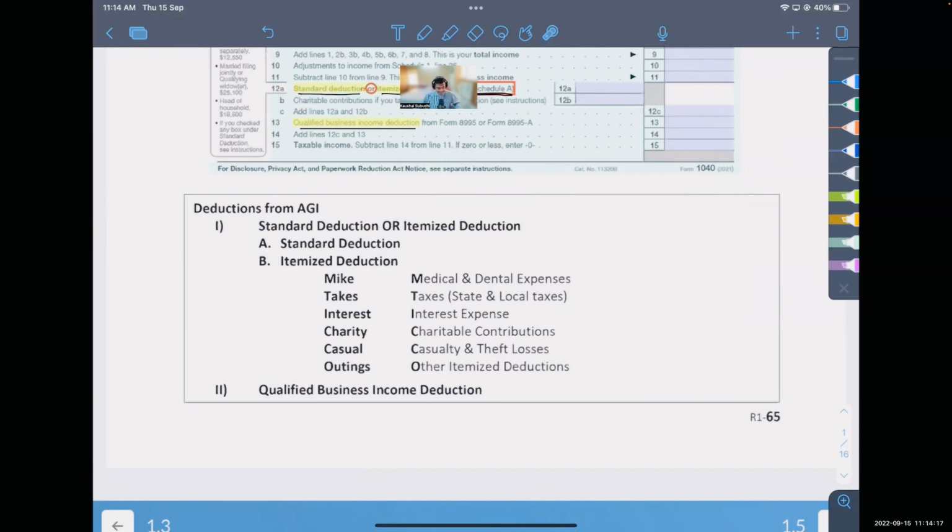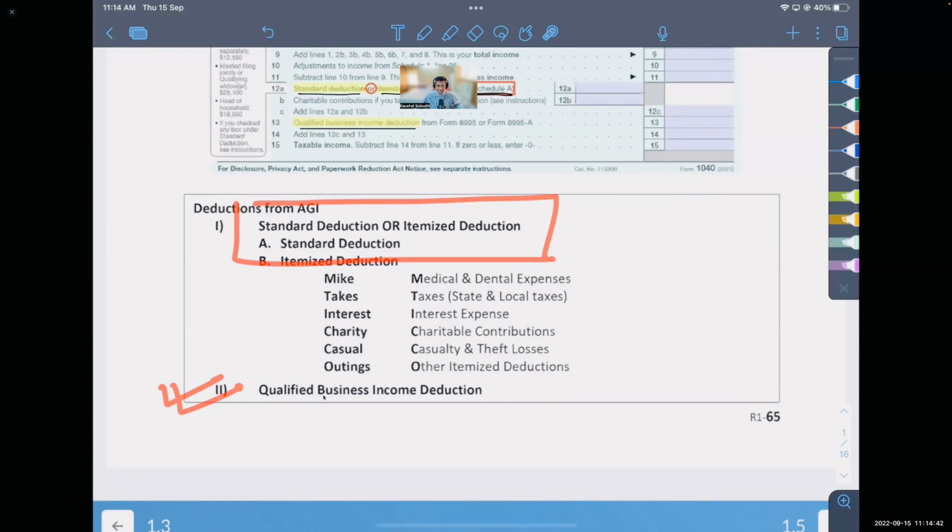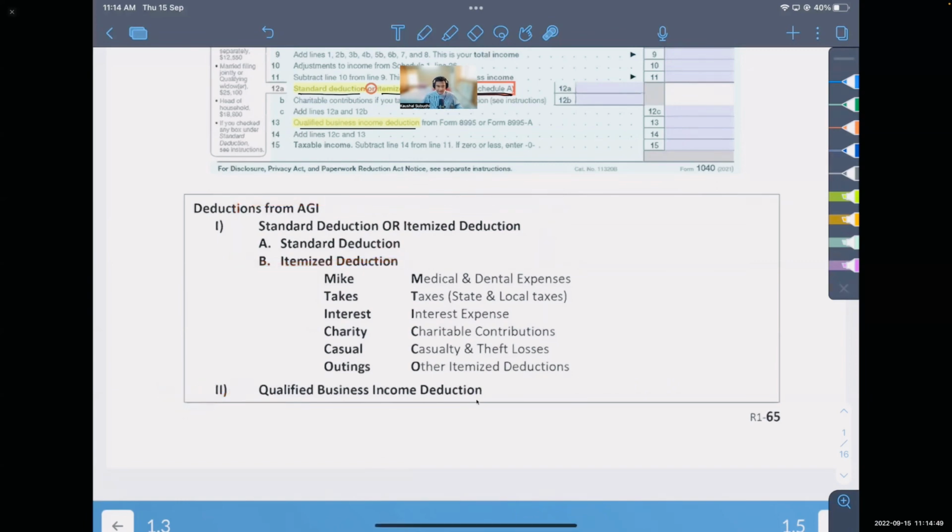That is the medical and dental expenses, the taxes, interest expense, charitable contribution, then casualty, and then you have the other itemized deductions. Now that is put in a mnemonic known as Mike takes interest in charity and casual outings. And then you have an additional deduction, which is part 2 of the deductions from the AGI, which is QBID, where you attach a form 8995 or 8995A to your 1040. Now, we're going to start with 3 different subparts over here, one being the standard deduction, then the itemized deduction, and then the qualified business income deductions.